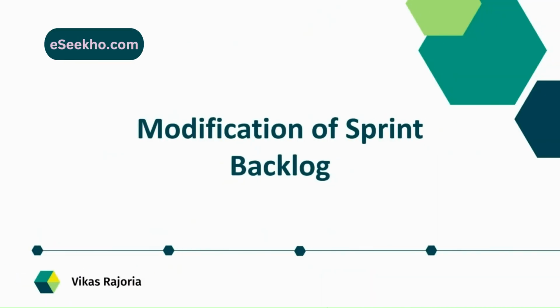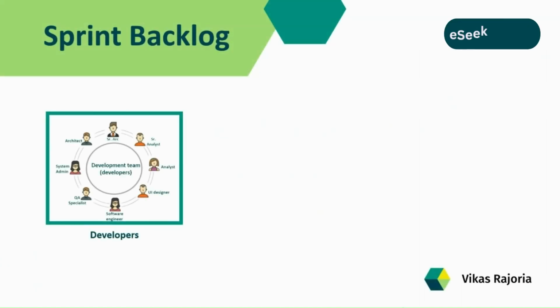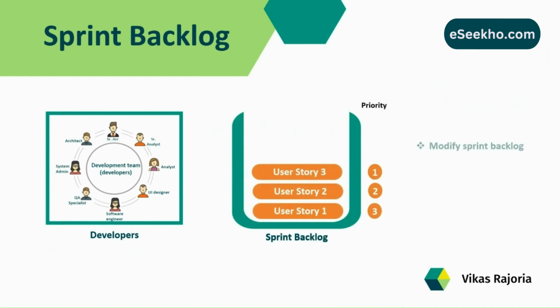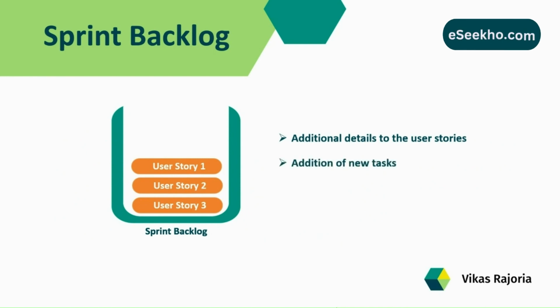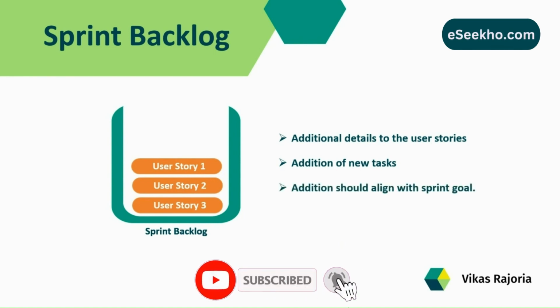Our next topic is modification of a sprint backlog. As we know that developers are the owner of a sprint backlog, they can modify the sprint backlog throughout a sprint as soon as they learn more about the work that needs to be finished to meet the sprint goal. Here, the modification means adding additional details to user stories or adding new tasks. And the most important thing is that this addition should align with the sprint goal. The team doesn't make any changes that don't align with the sprint goal.